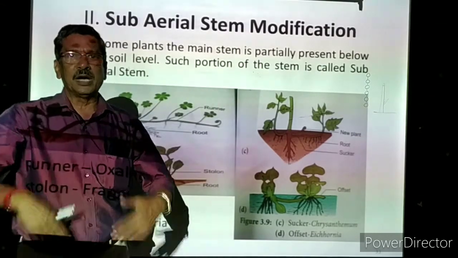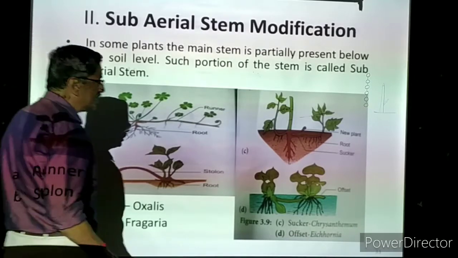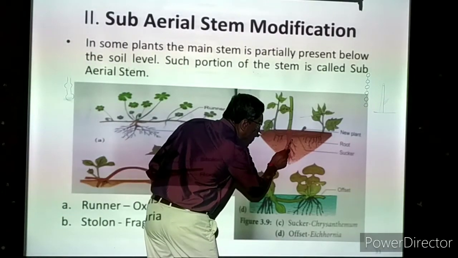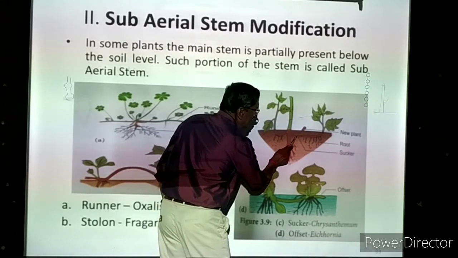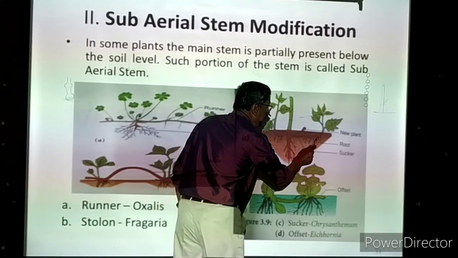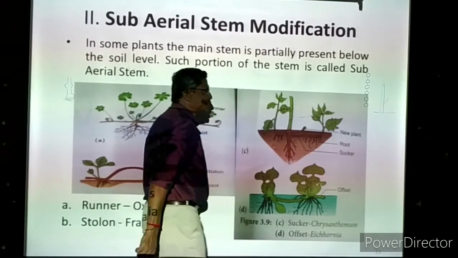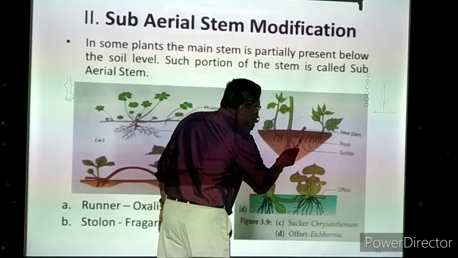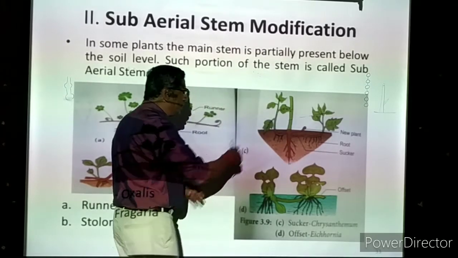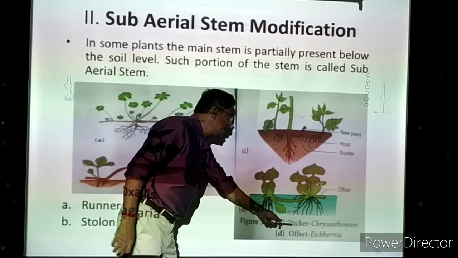But you can't see the branches above the soil surface. The branches are arising below the soil level. Then they grow. Assume that this is one branch I am taking. It is growing up to a certain distance in the soil, then it is coming out of the soil, bearing the leaves. Now this branch, which arises below the soil level, is called a sucker.